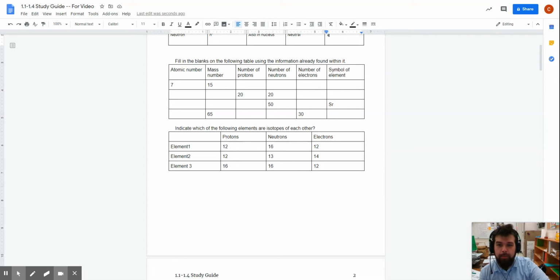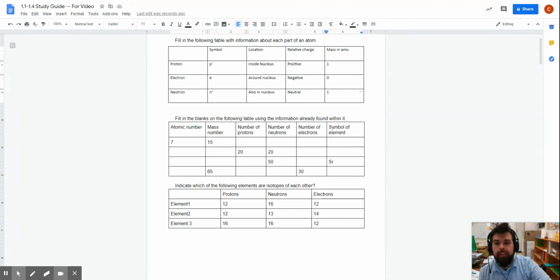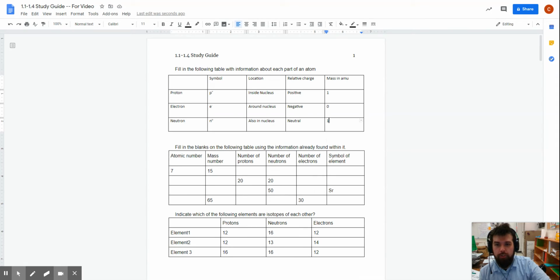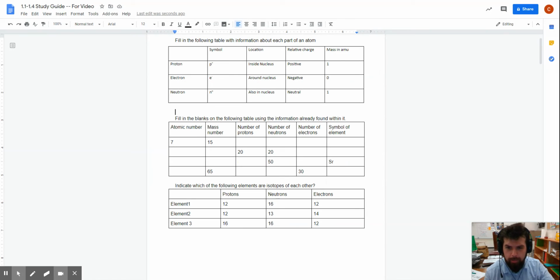All right. So this next table asks us to fill in the blanks on the table using the information already found within it. So notice how when I look at this, I first read the directions carefully, then I start working on it. If I just look at the table, then I'm going to be like, I don't know what any of this is. The directions help me know which way I'm supposed to go here, what I'm supposed to do. So let's see. I've got an atomic number of 7 and a mass number of 15 for this particular row. Need to fill in these other blanks.